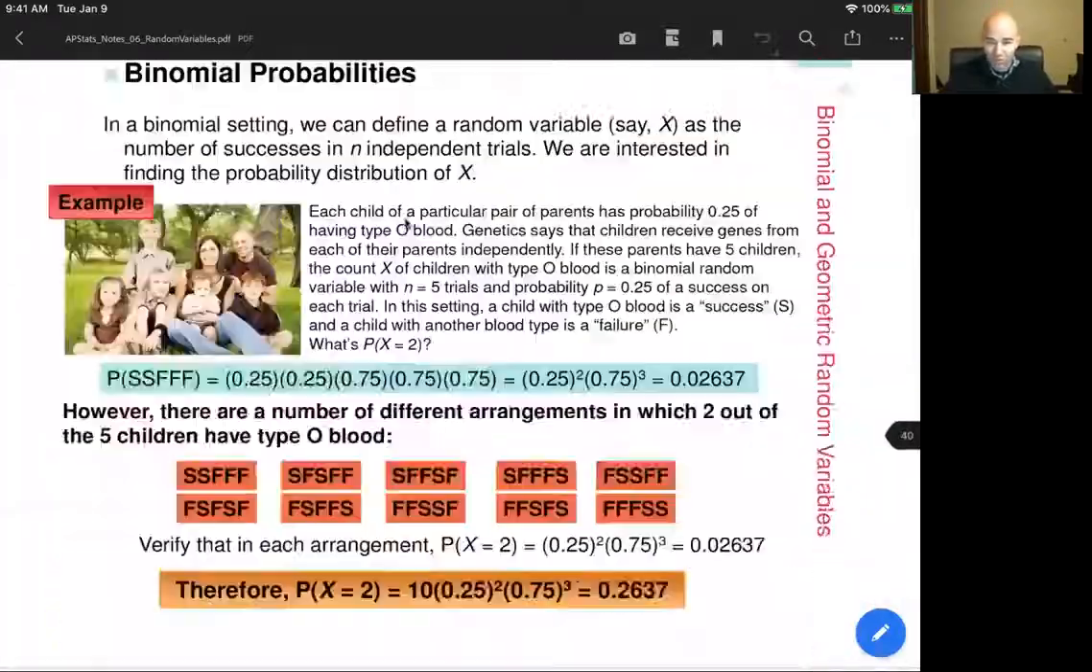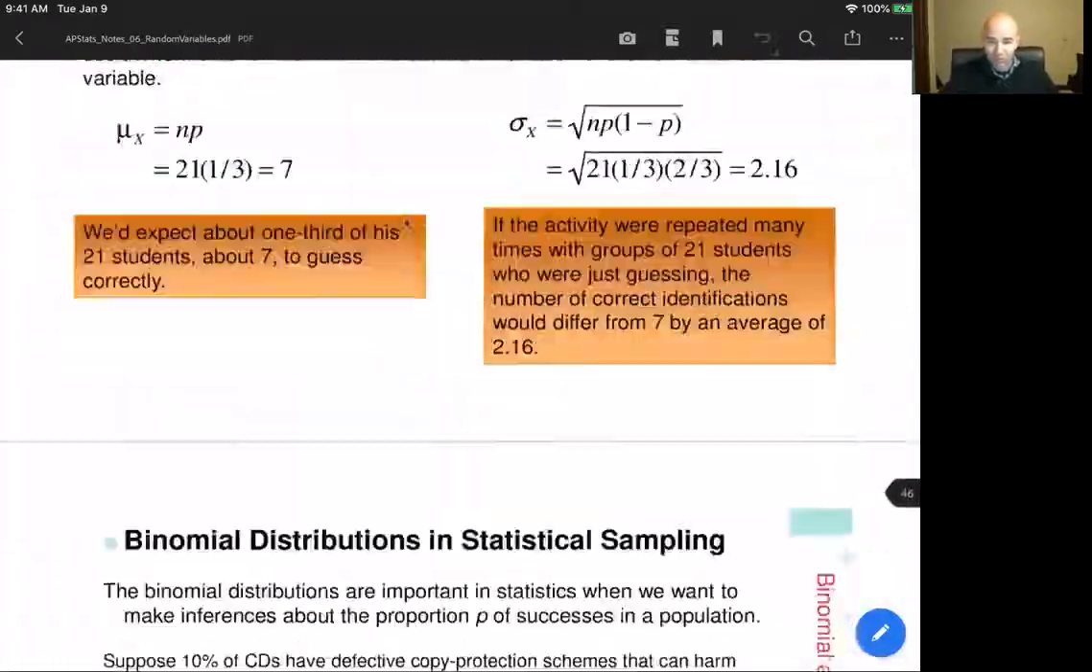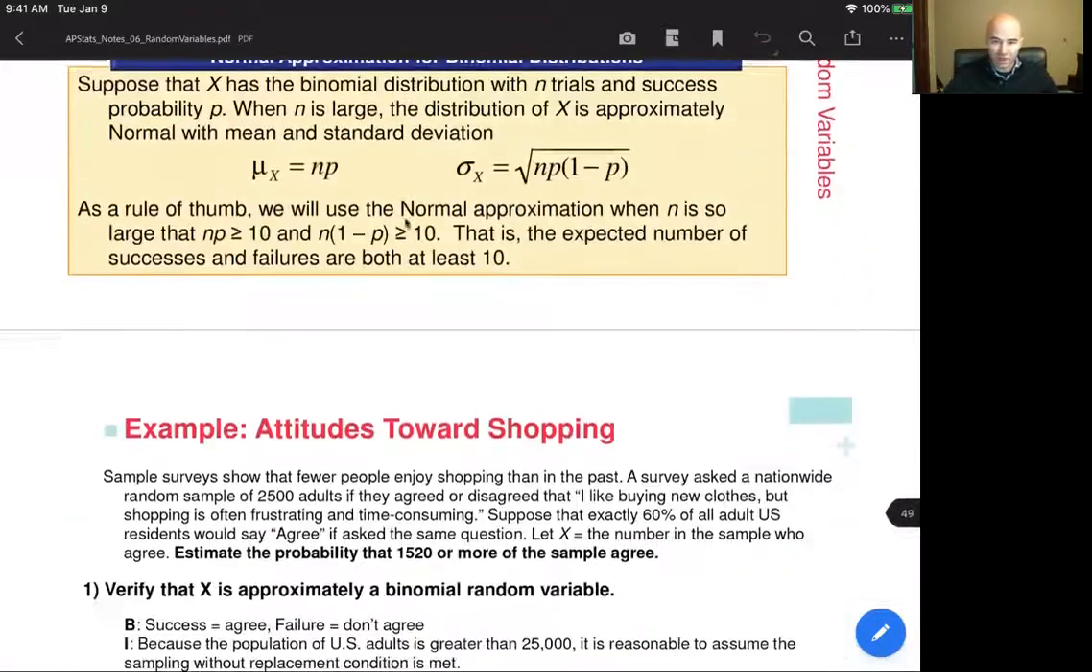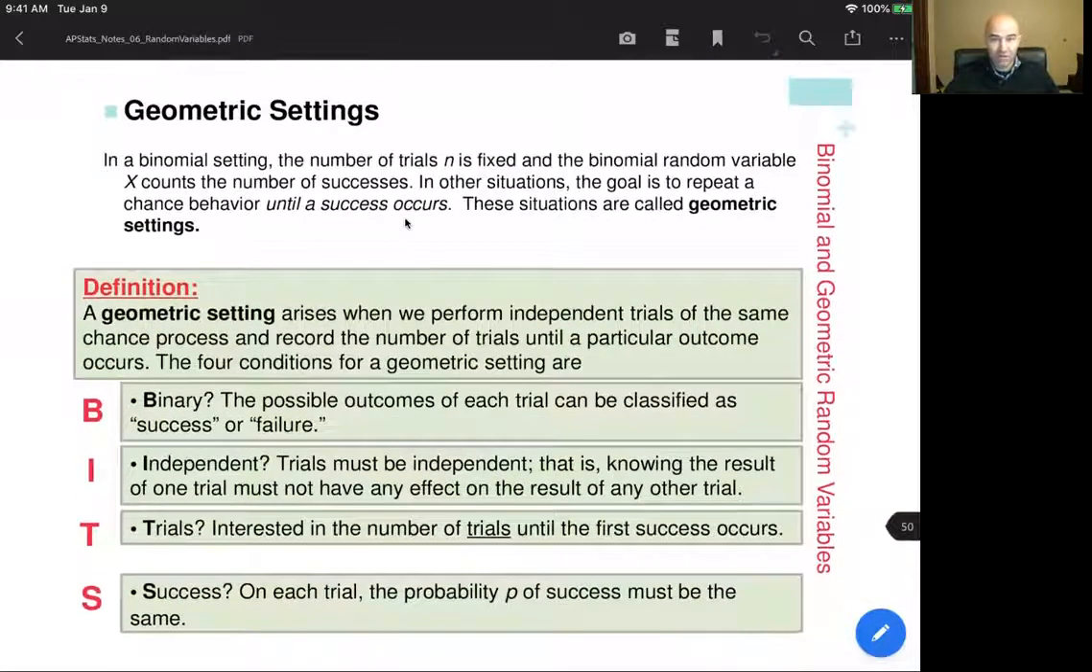Now, I'm going to jump down all the way and discuss the geometric setting so we can compare and contrast these two different settings. So here's the geometric setting. And what you're seeing here is that the first, the second, and the third descriptor, the traits, are the same. So we still need to be binary, success or failure. We still need independence, meaning the probability of success stays the same. So there's the I and the S. But the third one, T, is different. So now, instead of looking at the number of successes in a fixed number of trials, we're looking at how many trials until we get our first success.